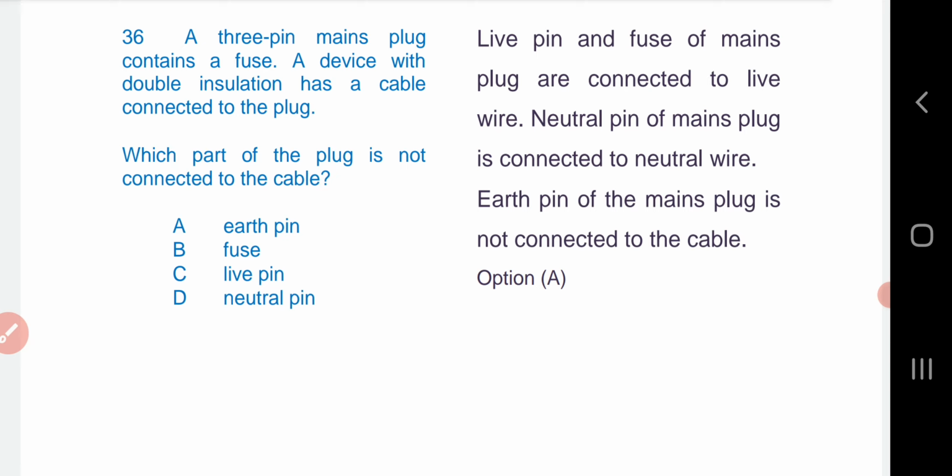And the answer is, live pin and fuse of mains plug are connected to live wire, whereas neutral pin of mains plug is connected to neutral wire. Earth pin of the mains plug is not connected to the cable. So, the answer is option A.